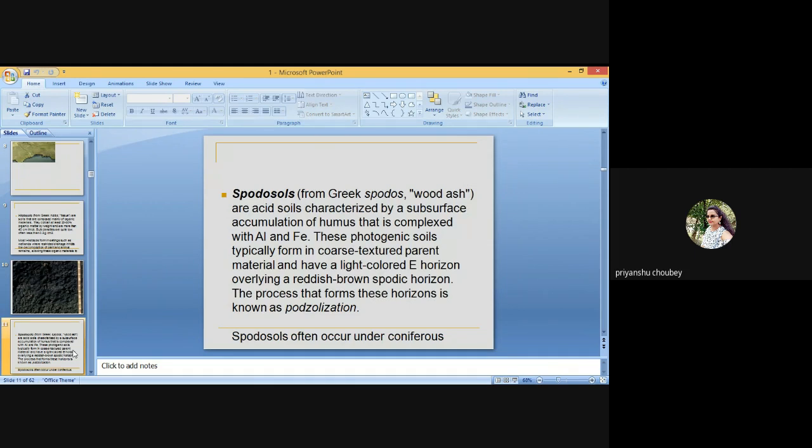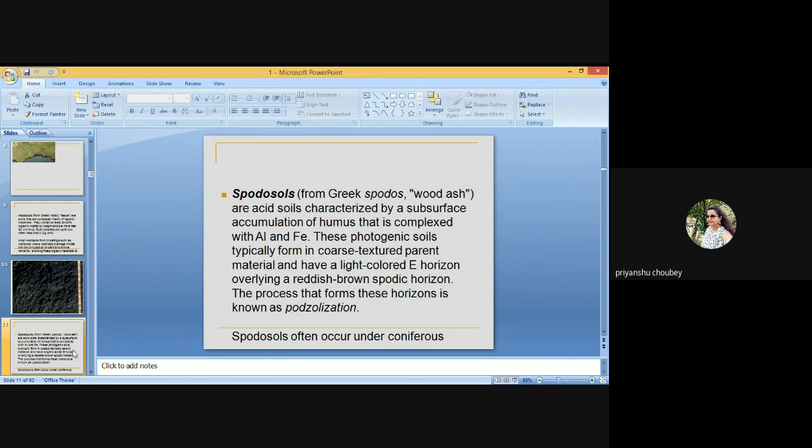Spodosol. Spodosol is also a Greek word. It means wood ash. Cool, humid climate and siliceous parent materials, an eluvial horizon, and a subsurface accumulation of oxides and humus formed under the wood. Light colored eluvial E horizon mainly of silica, spodic horizon also called Podzol, not reported in India.